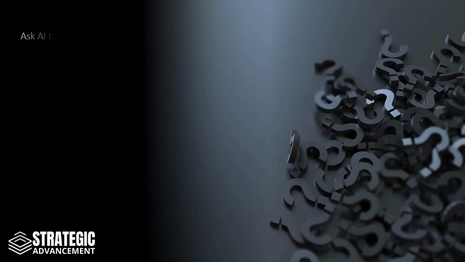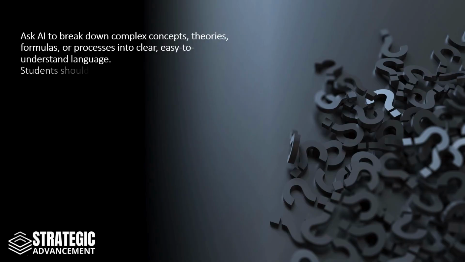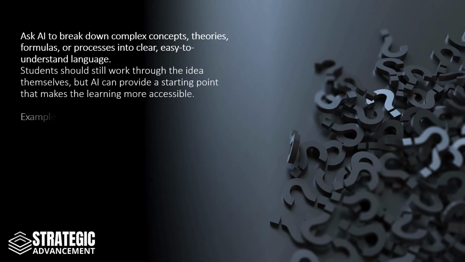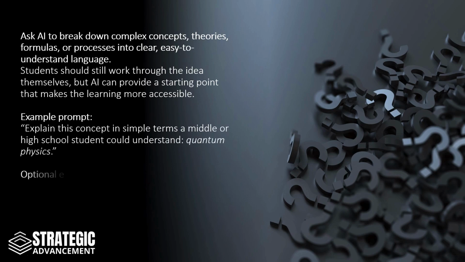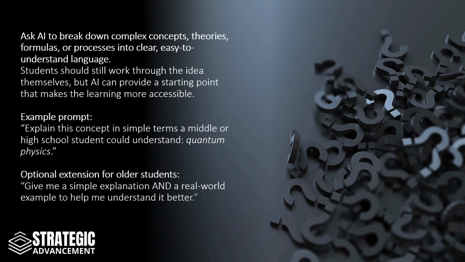Ask AI to break down complex concepts, theories, formulas, or processes into clear, easy-to-understand language. Students should still work through the idea themselves, but AI can provide a starting point that makes the learning more accessible. Example prompt. Explain this concept in simple terms a middle or high school student could understand. Quantum physics. Optional extension for older students. Give me a simple explanation and a real-world example to help me understand it better.